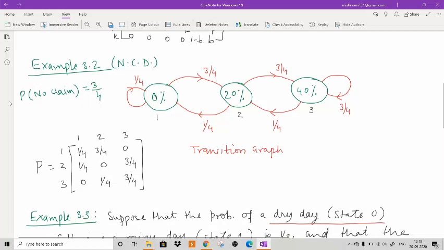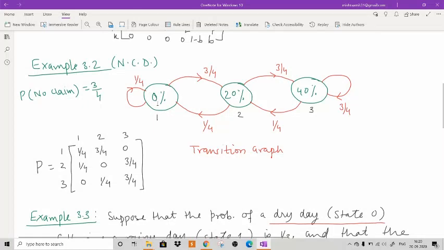So if I consider that the probability of no claim is 3 by 4, then we can write down the probabilities, because from 0 to 20 it is only possible when you do not make any claim. So the probability of movement from 0 to 20 is 3 by 4. Similarly, from 20 to 40 it is 3 by 4. Similarly, from 40 to 40 it is again 3 by 4. And from 40 to 20 it is 1 by 4. From 20 to 0 it is 1 by 4. And from 0 to 0 it is 1 by 4.